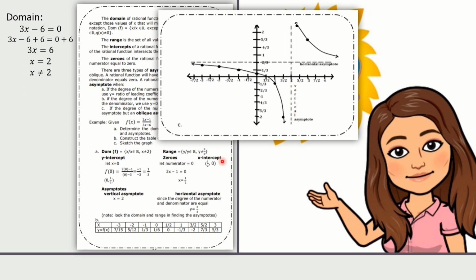Next is to plot the points that we have in our table of values. Here is our table of values. We can plot the points. Plotting the points, we can see that it is only on the lower left and on the upper right. We also plot the points on the upper right. After plotting the points, we connect them, thus forming this curve and that curve. We now have the graph of our rational function.